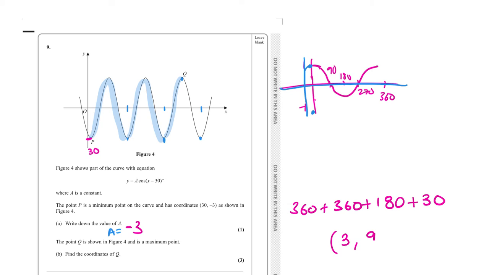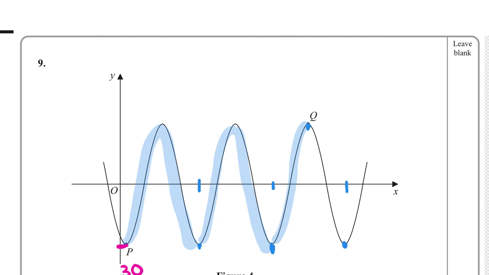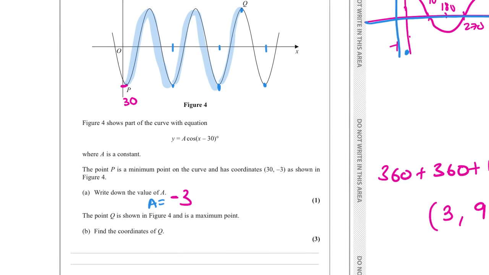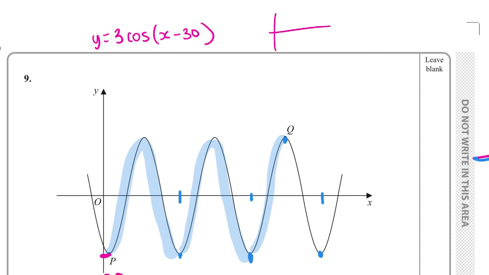So this is 3 and 930 degrees. Okay, so I know some of us are still confused with this minus 3. Right, let's just stop and take a moment. If I was to draw the cos graph, y equals 3 cos x minus 30, that's what we want to draw. I think about how the cos graph looks. The cos graph looks like this.